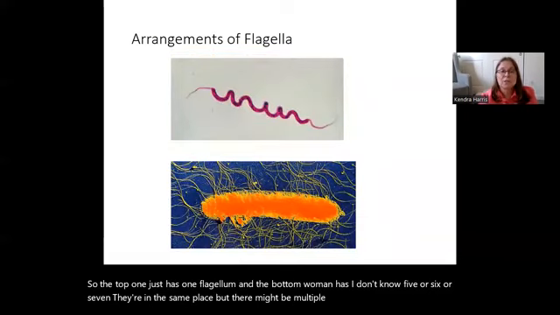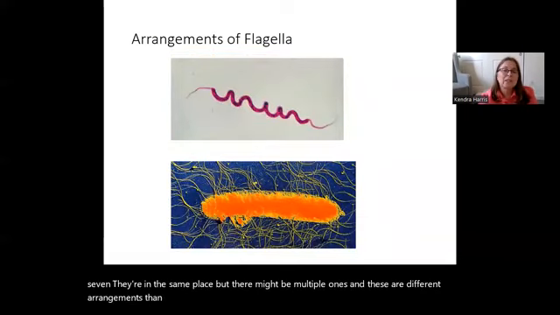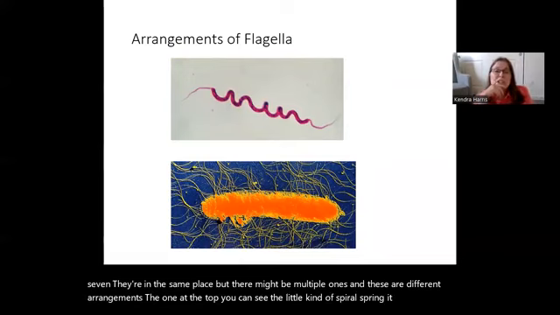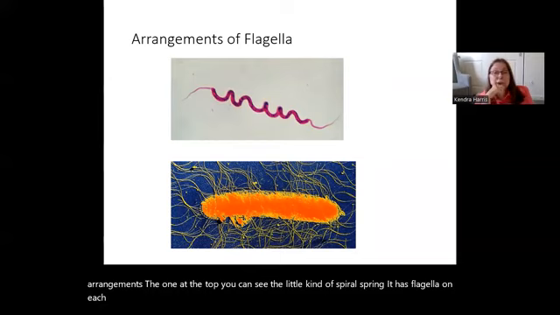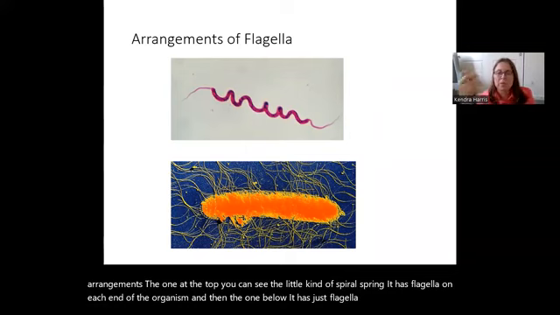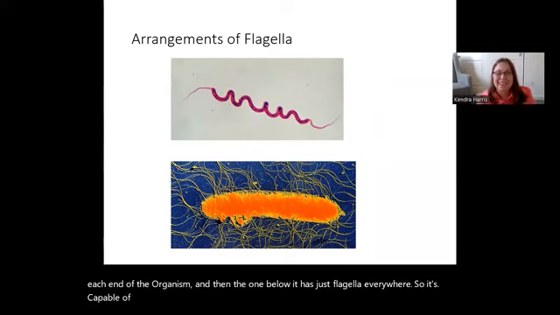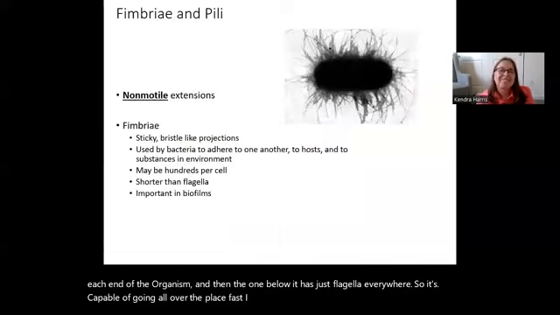And these are different arrangements. The one at the top, you can see the little spiral spring. It has flagella on each end of the organism. And then the one below it has just flagella everywhere. So it's capable of going all over the place fast, I would imagine.